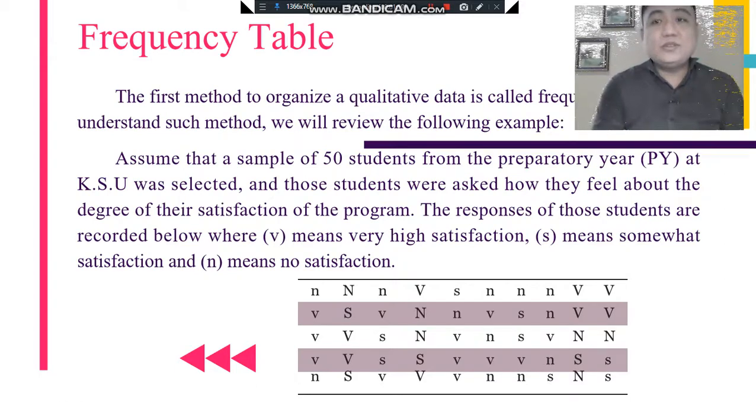So those are the raw data. These data are an example of qualitative data. As you can see, they are not numbers. They are alphabetic. Once again, they are alphabetical letters.